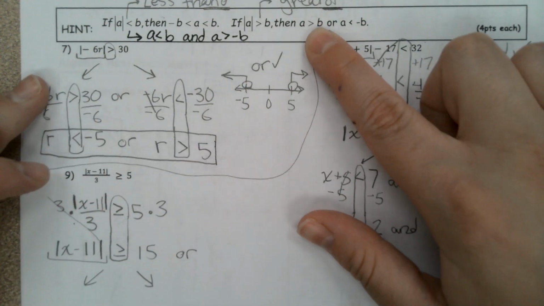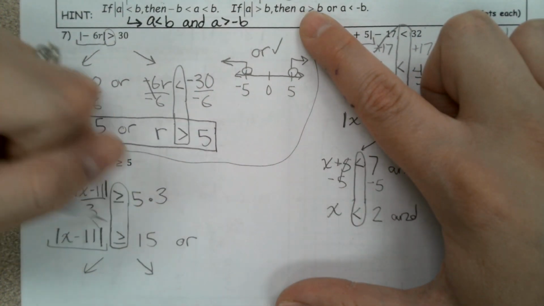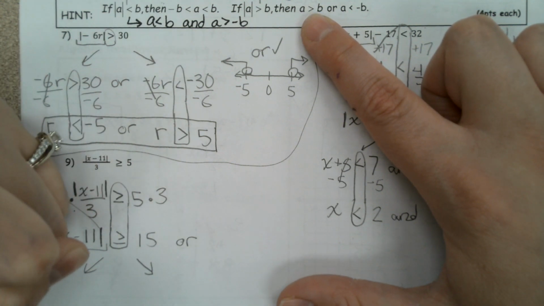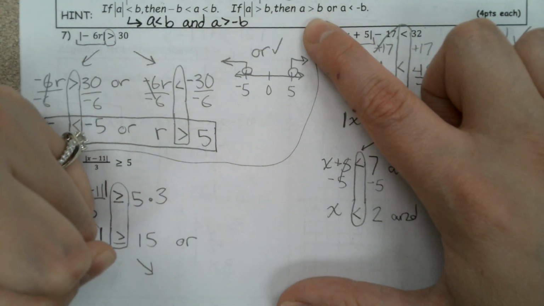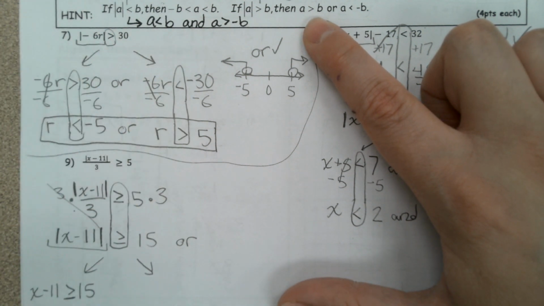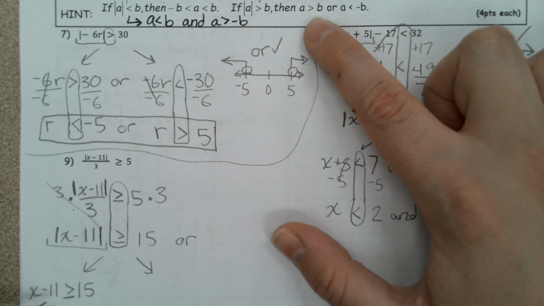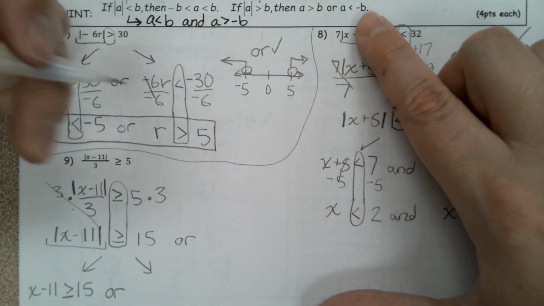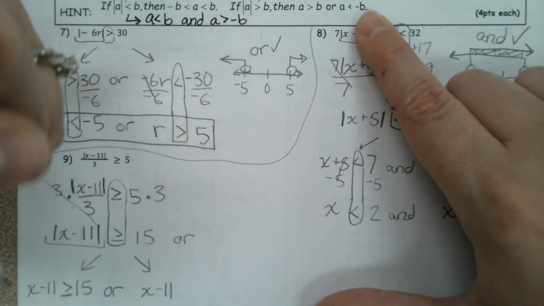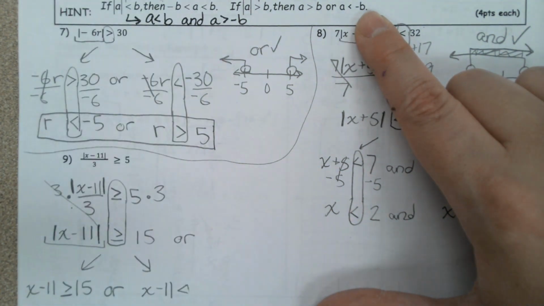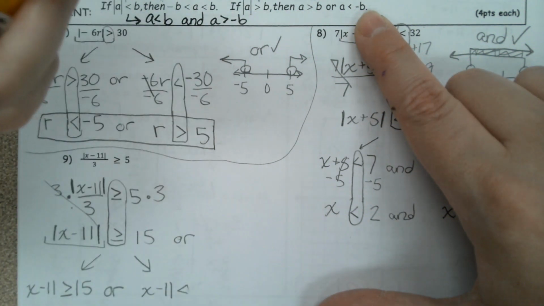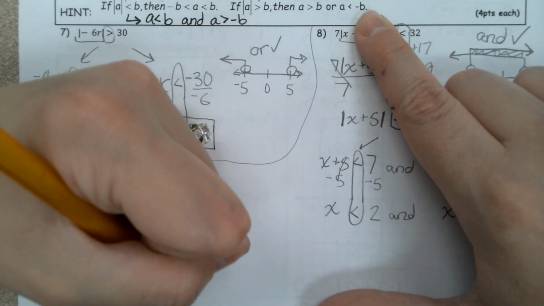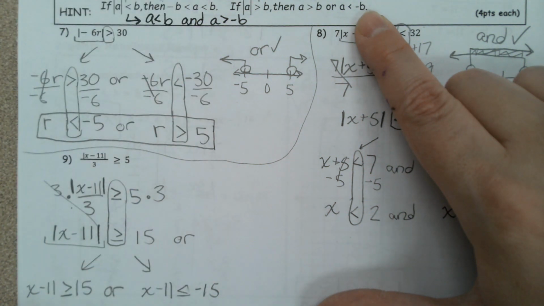So we're going to follow this here. A is just my stuff inside the absolute value. X minus 11 is greater than B, which is 15. And I have to use that equal to as well, since I have that in my problem. So if x minus 11 is greater than or equal to 15, I just drop the absolute value. Or, don't forget the or. X minus 11 is, flip the sign, less than or equal to. Change the sign on the 15 to a negative. So then x minus 11 is less than or equal to negative 15.